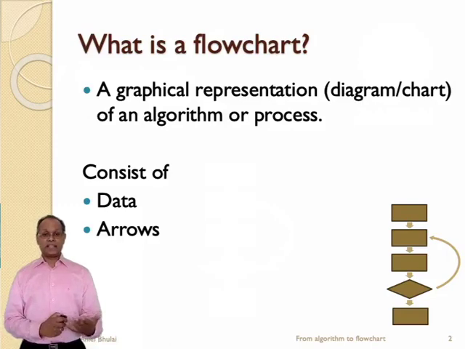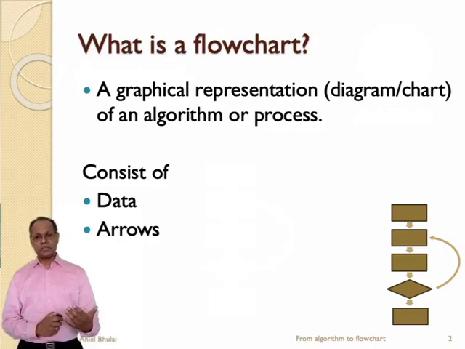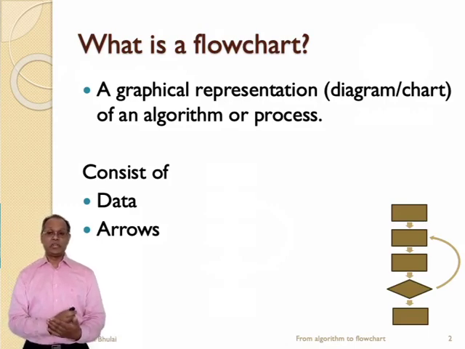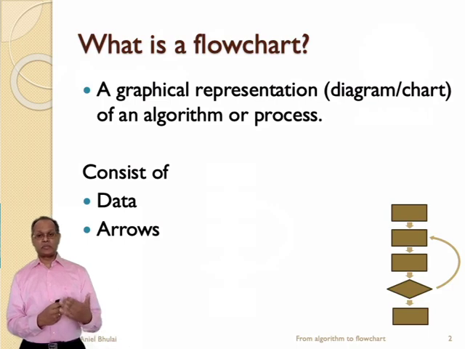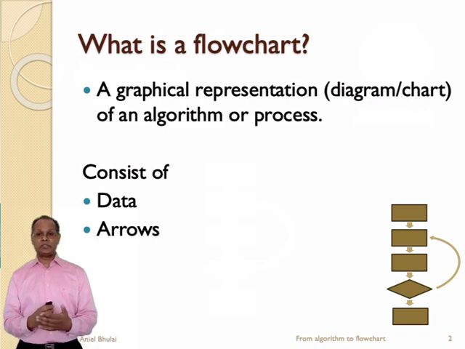First, let's discuss what a flowchart is. Formally speaking, we can say that a flowchart is a graphical representation of an algorithm or process. The data in a flowchart is shown in different shapes, like squares, rectangles, or circles. The shapes are connected by arrows, which show the direction of the data flow.